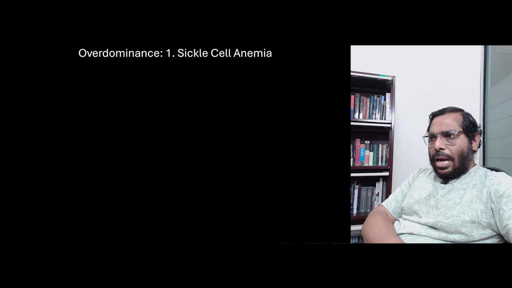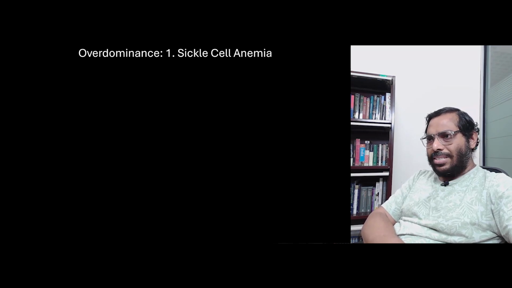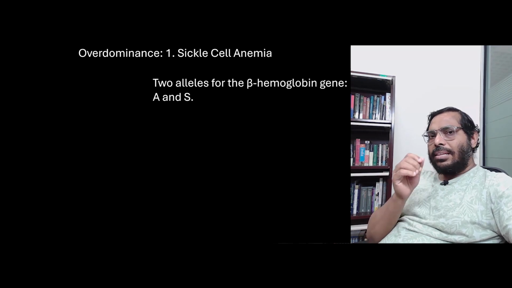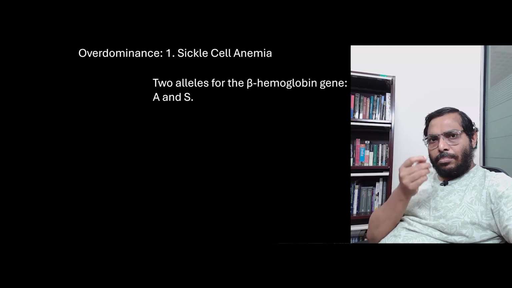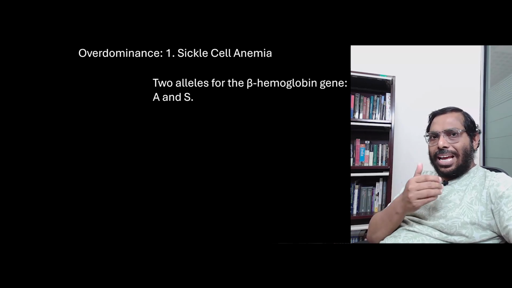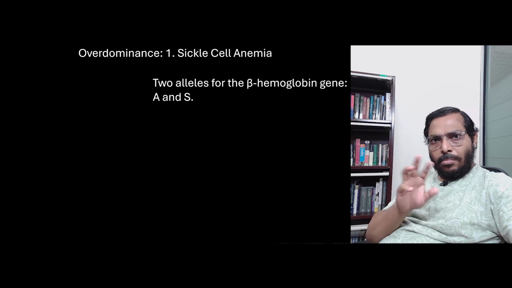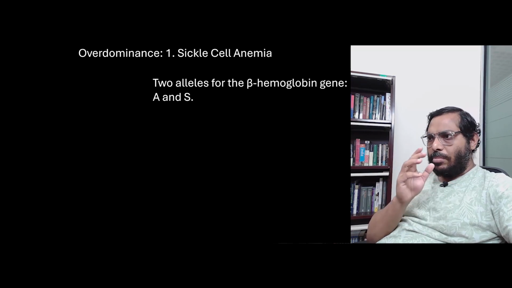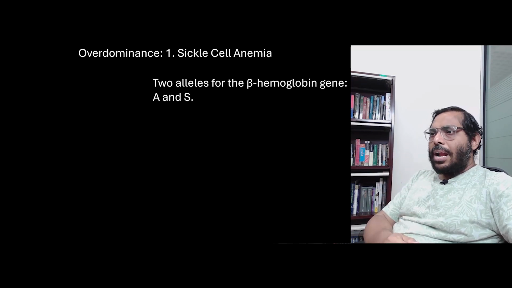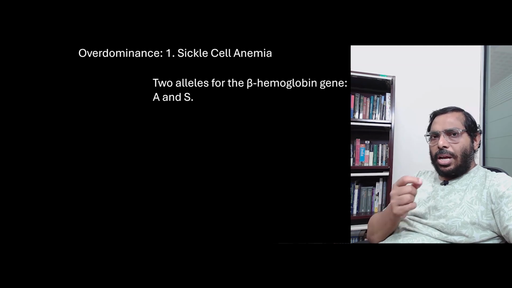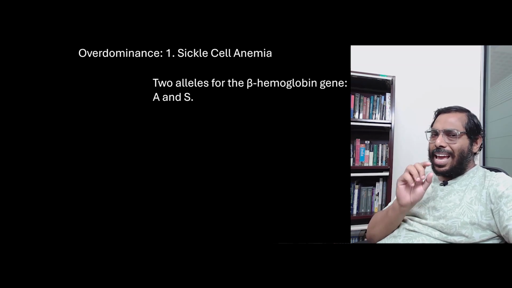So, you know that in our blood we have these red blood cells, and inside the red blood cells we have the protein called hemoglobin, which helps in transportation of oxygen. Now, in the hemoglobin there are multiple components. One of them is called beta hemoglobin, and when it comes to the gene for the beta hemoglobin, there can be multiple forms. One of them is known as the S form.